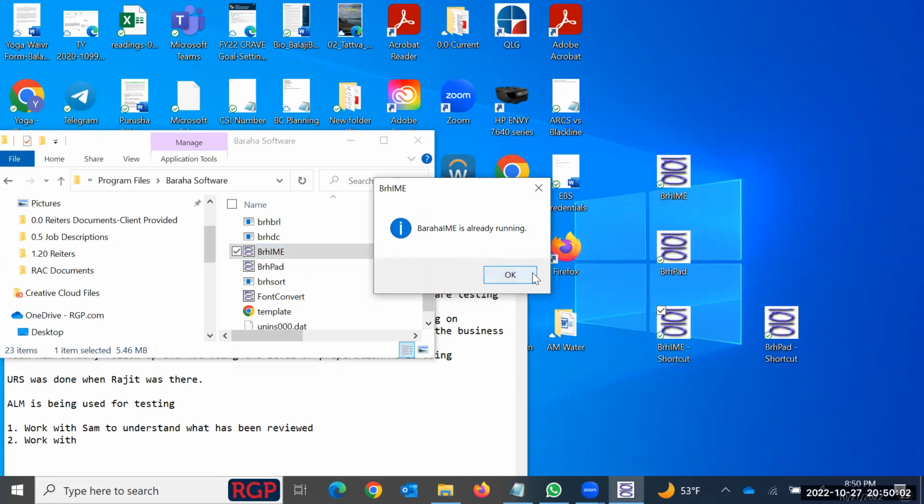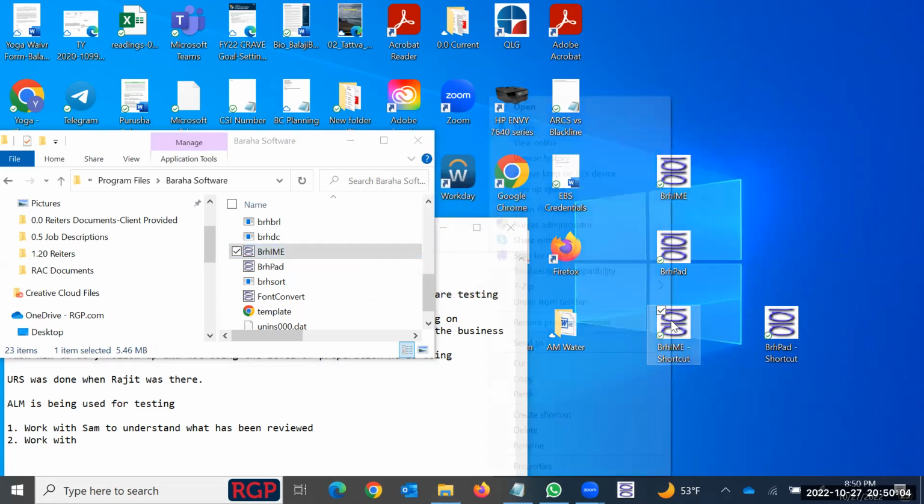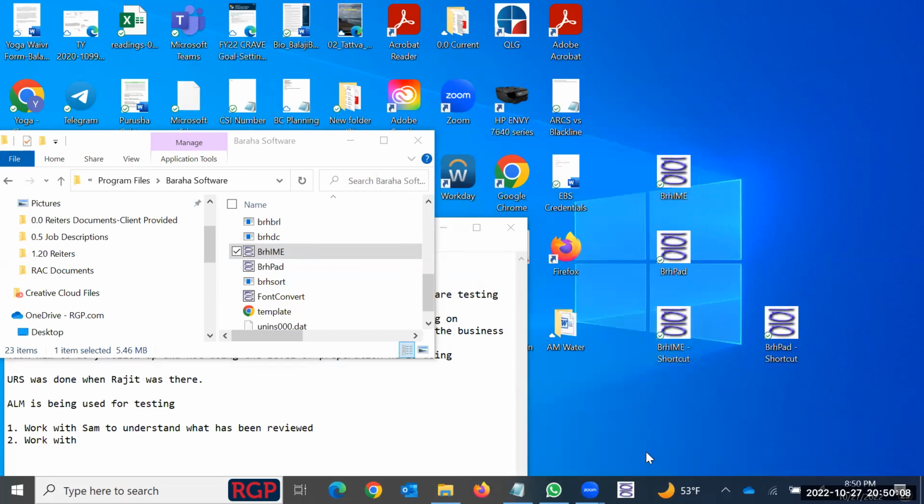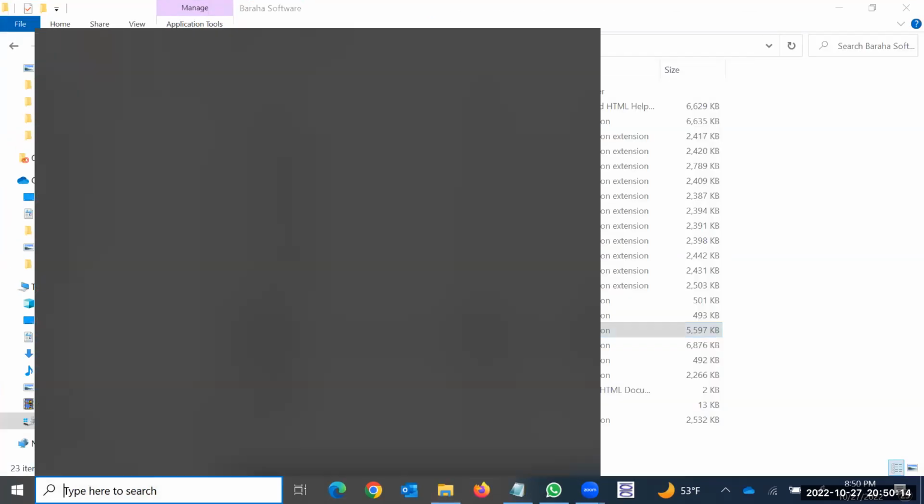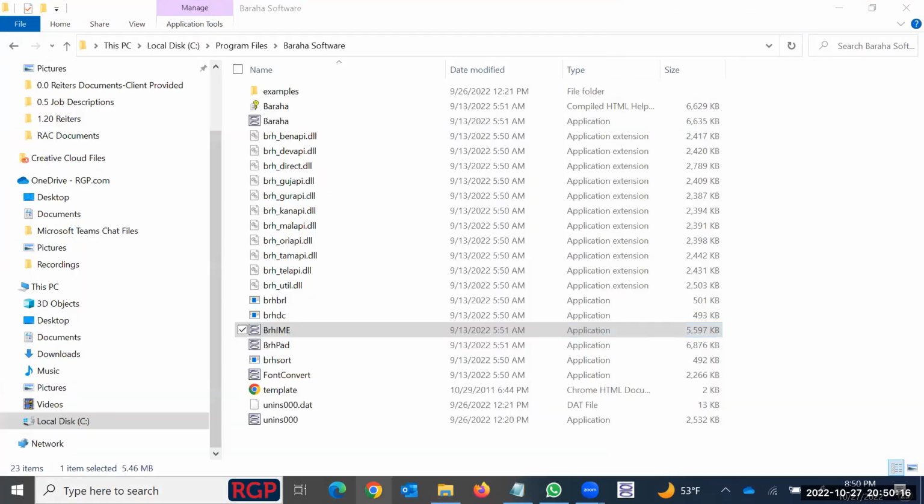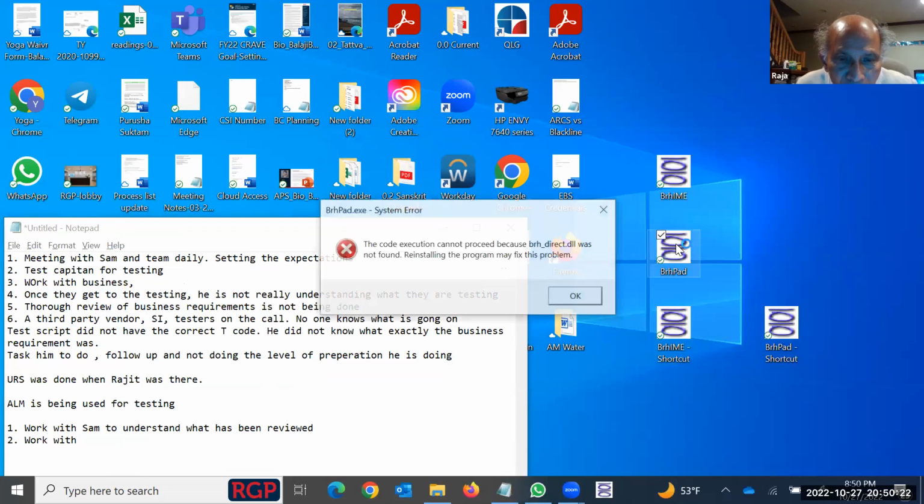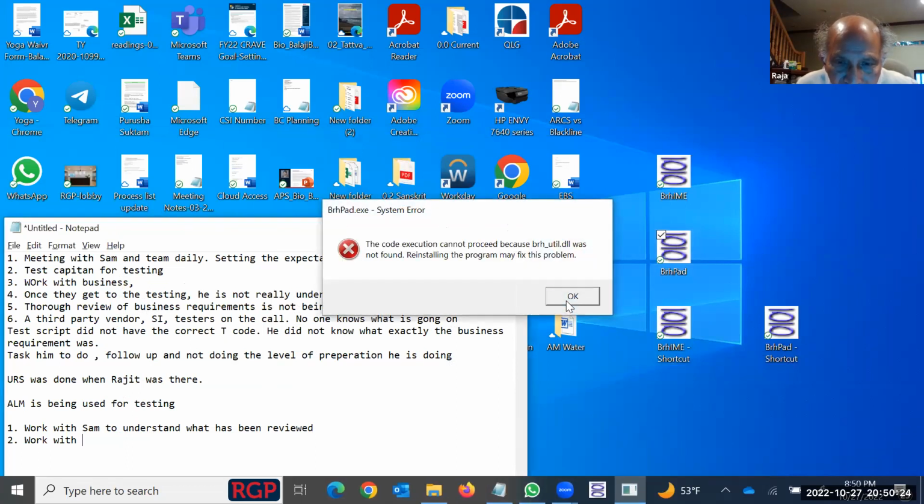Double clicking, it says it's already running, sir. Okay, I have to figure it out. Let's see that, and maybe go back to the taskbar. If I go to Notepad, on the other hand, Notepad seems to be working. For example, if I go to Baraha pad. No, Notepad is different. We can't rely on Notepad.